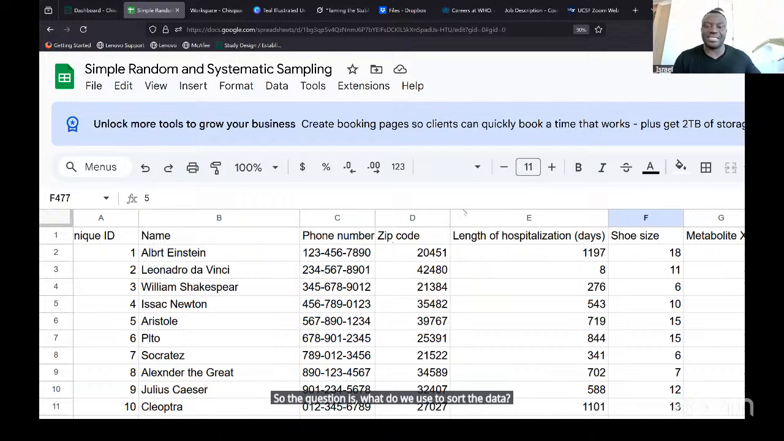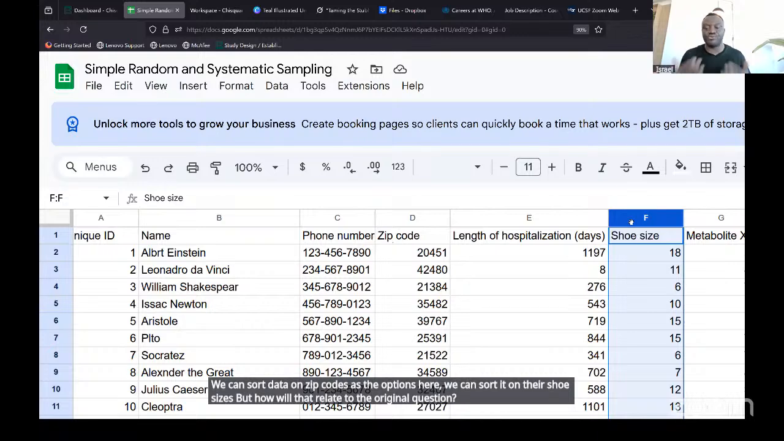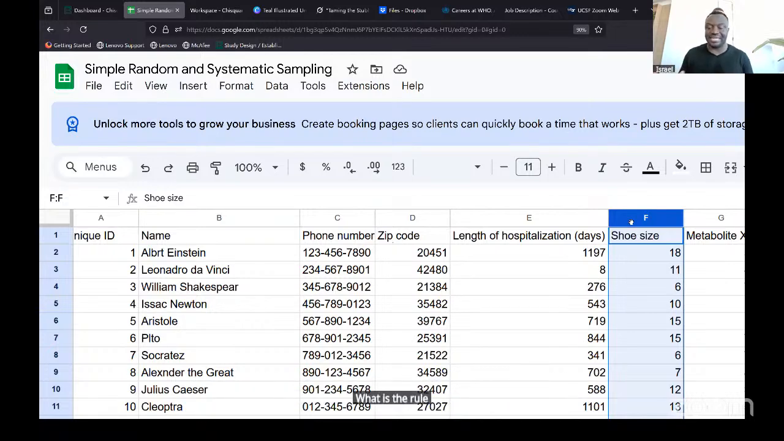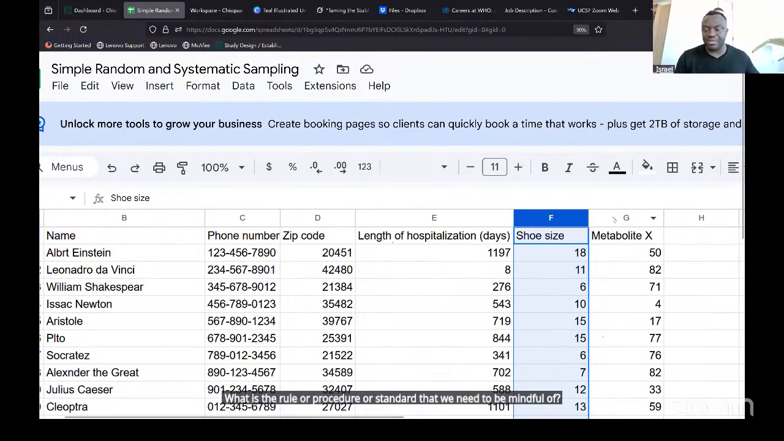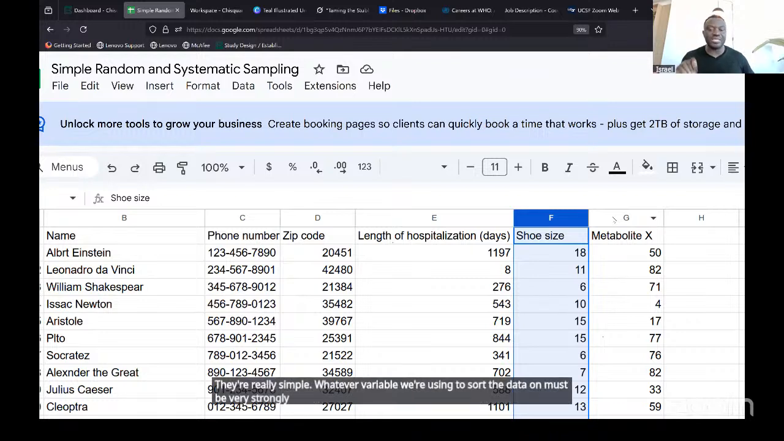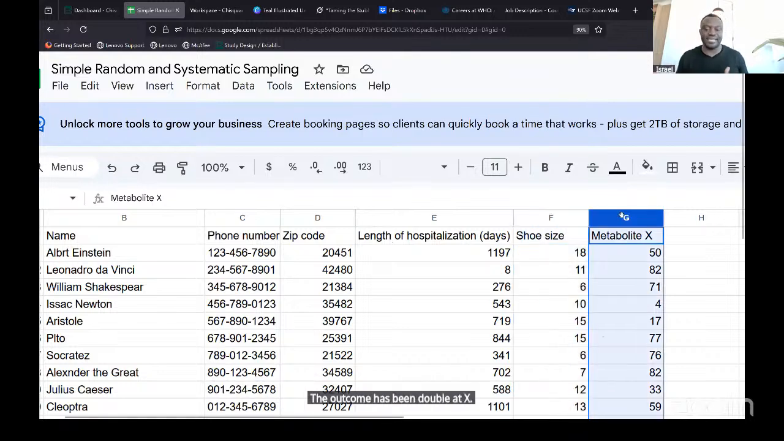We can sort the data on zip codes, as the options here. We can sort it on their shoe sizes, but how will that relate to the original question? What is the rule or procedure or standard that we need to be mindful of? Well, the rule is simple. Whatever variable we're using to sort the data on must be very strongly correlated with the outcome. The outcome here is metabolite X, right? Which could be anything, right?